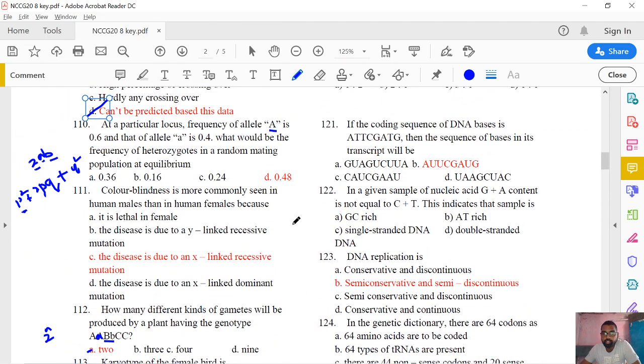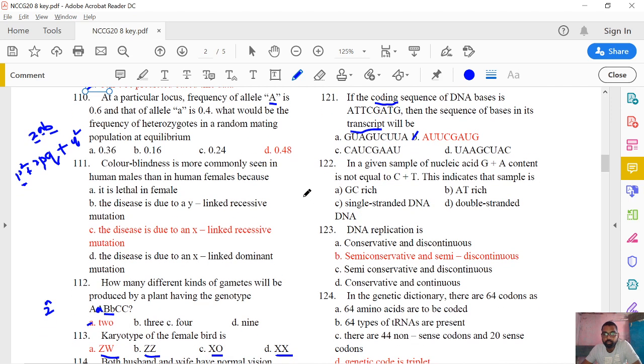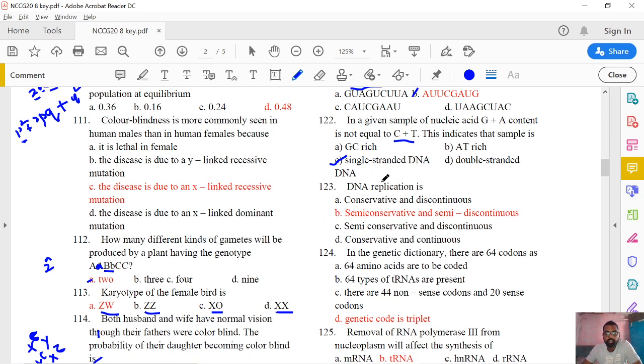If the coding sequence of DNA bases is ATTCG, and you are asked to find the transcript sequence, it will be same as this, except in the place of T, U will be there. So the answer is D. In a given sample of nucleic acids, G plus A content is not equal to C plus T. This is possible only in the case of single stranded DNA. In single stranded DNA, Chargaff's rule is not applicable.